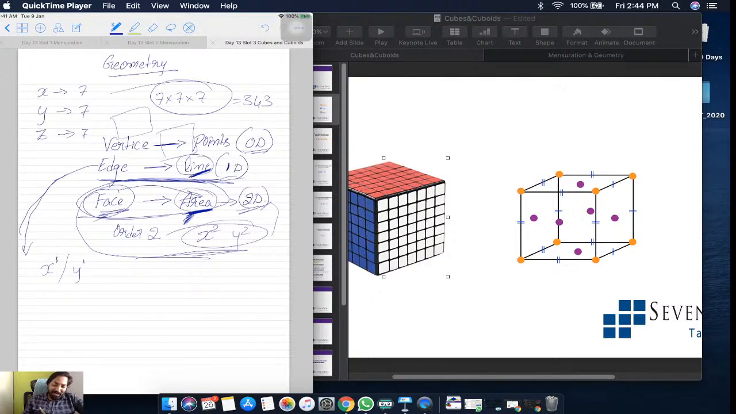What if it represents the vertices? What should be the order? The point. The order is 0. Now the problem is, 0 dimension will be represented by order of 0. Exactly right.